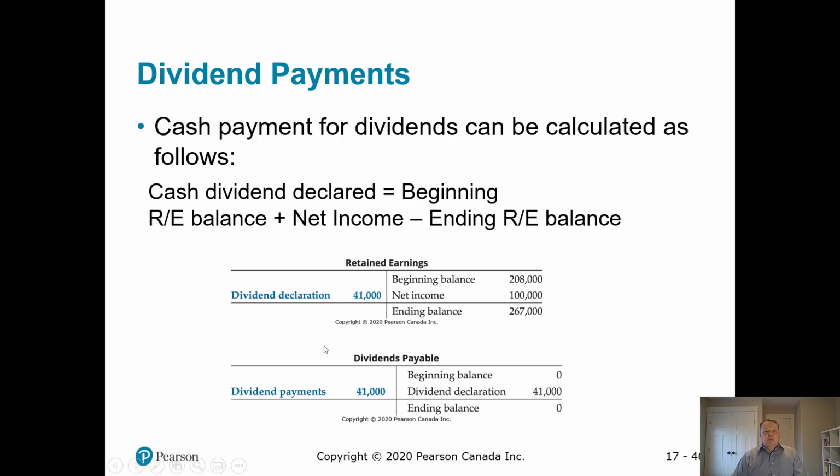Dividend payments, same thing. We can recompute the retained earnings. If we know the beginning balance and we know the ending balance, and of course we always add net income to retained earnings, then the dividends are whatever we need to make this balance. So in this case, the number was 41,000. So, yep, there it is right there.